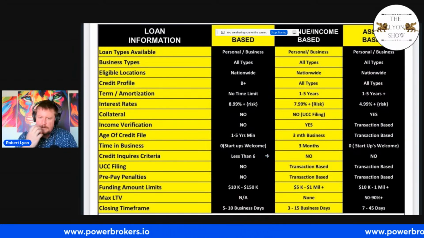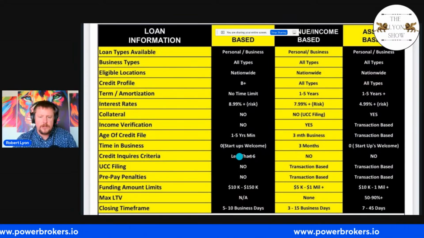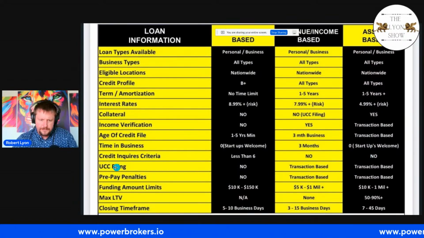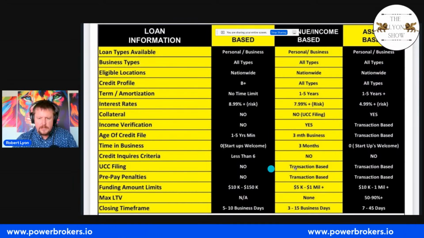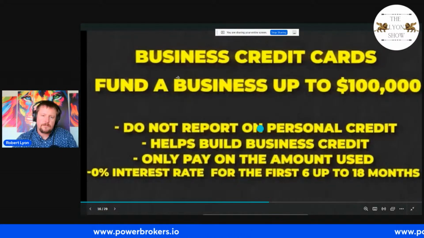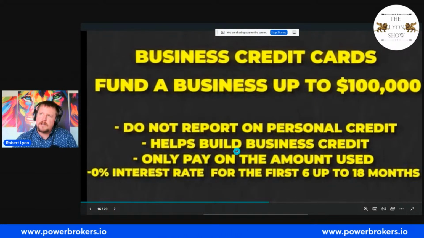Credit inquiry criterias. You don't want any inquiries within the last 6 months before you go and apply for new stuff. Revenue doesn't matter about your inquiries. Asset based doesn't matter about your inquiries. UCC filing, only thing that matters is transaction based, prepay penalties, funding, so on and so forth. All right, now let's talk a little bit more about business credit.